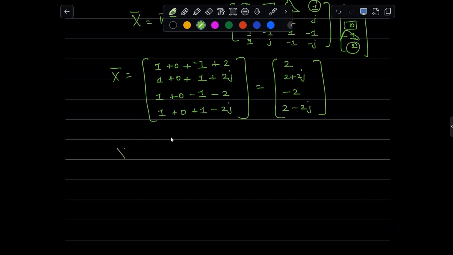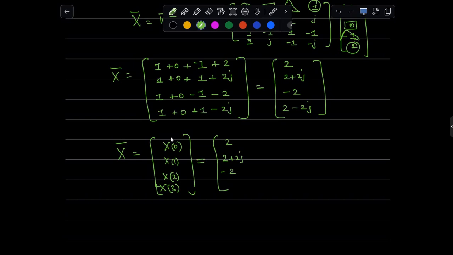So my x is equal to, actually it is x of 0, x of 1, x of 2 and x of 3. My answer is what? 2, that means 2, then 2 plus 2j, then minus 2, then 2 minus 2j. So it is just a matrix multiplication. We got all the values, x of 0, x of 1, everything.